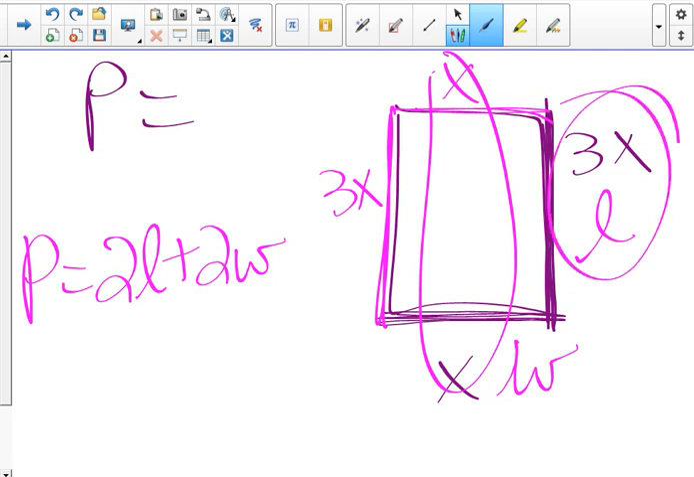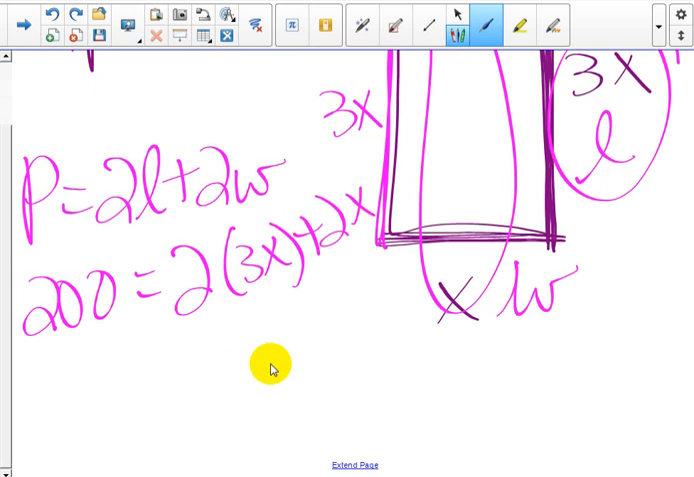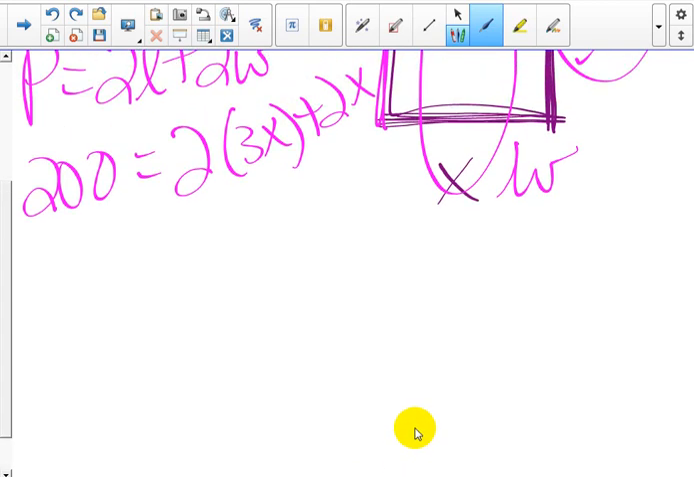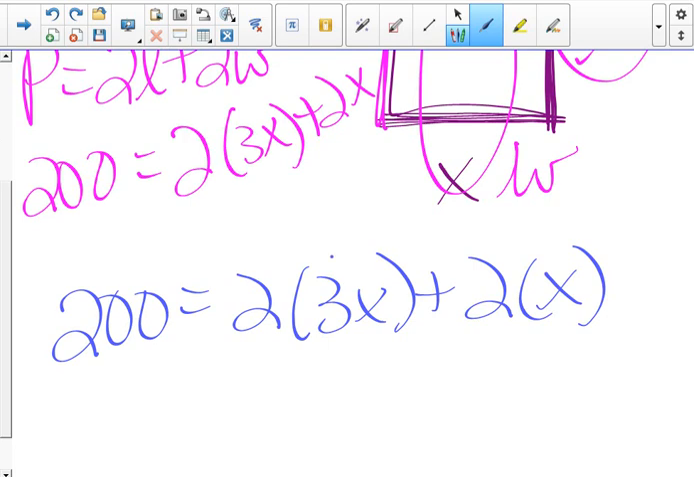Well, our length is 3x, and we know the perimeter, they gave us the perimeter, they said it was equal to 200. So substitute 200 equal 2 times the length, which is 3x, plus 2 times the width, which is just x. Sorry, that's running into each other. So let me write it nice and neat here. 200 equal 2 times 3x plus 2 times x. So that was the length, and there's your width. And that was your perimeter.